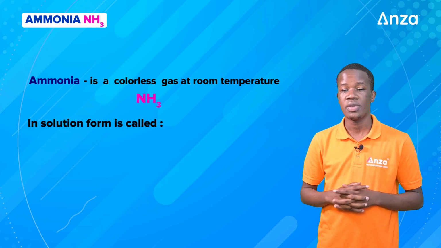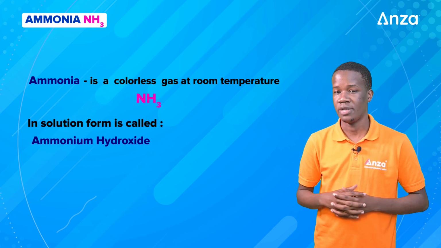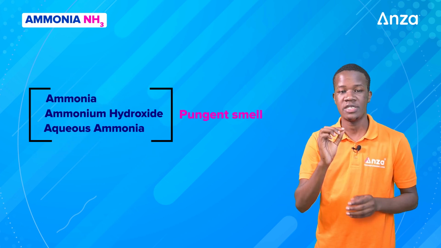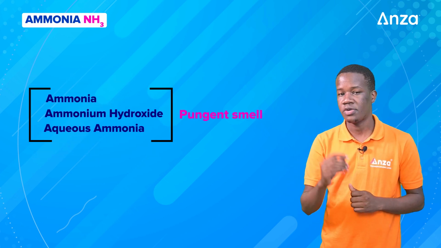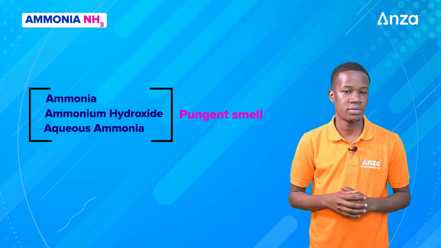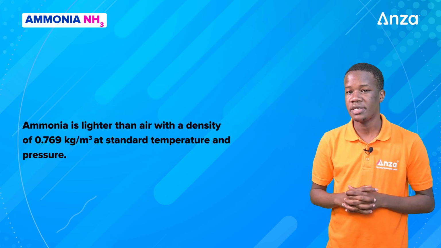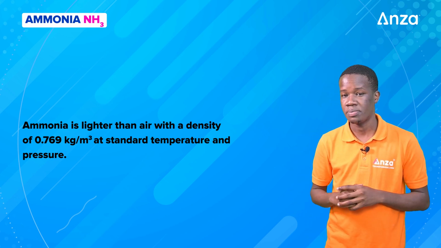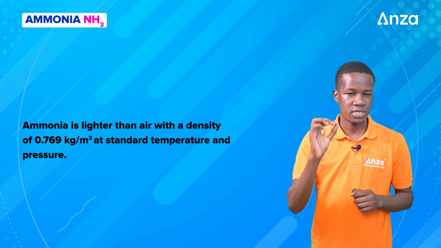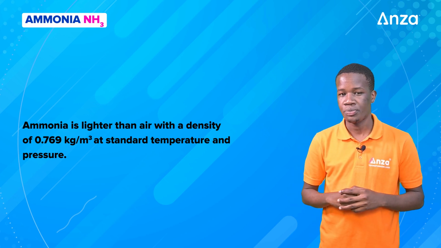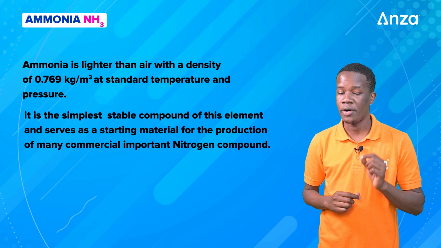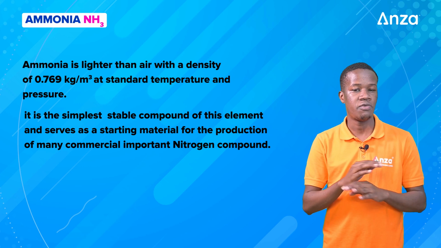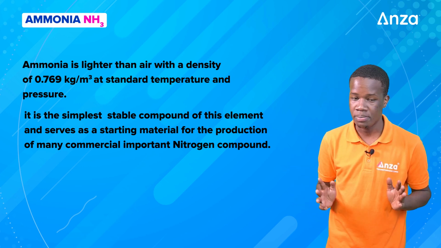In its solution form, it is called ammonium hydroxide or aqueous ammonia. This inorganic compound has a pungent smell. In its concentrated form, it is dangerous and caustic. Ammonia is lighter than air with a density of about 0.769 kilograms per meter cubed at standard temperature and pressure. It is the simplest stable compound of these elements and serves as a starting material for the production of very many commercially important nitrogen compounds.